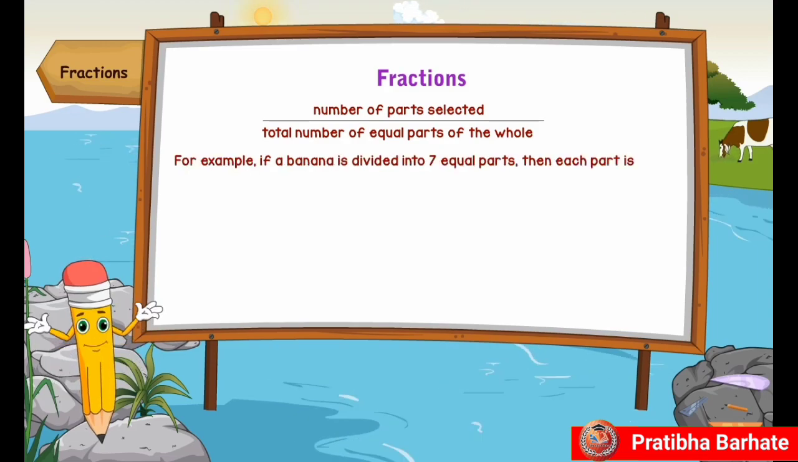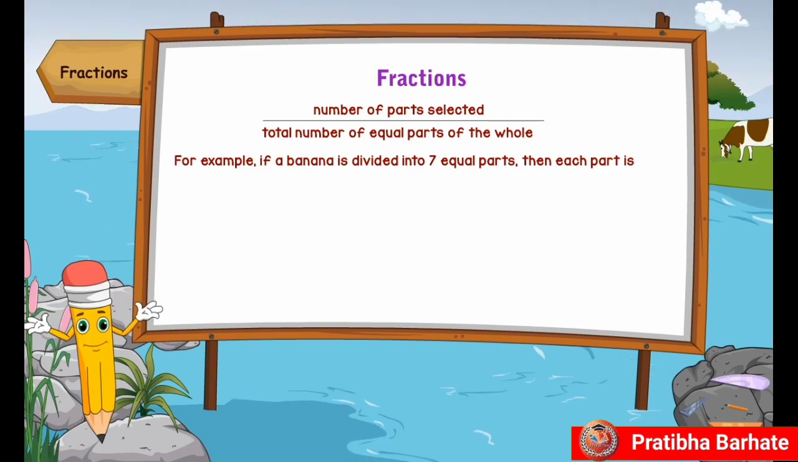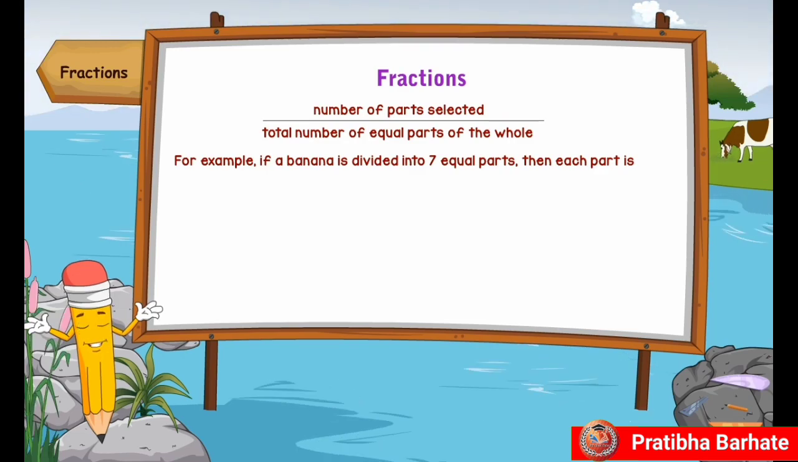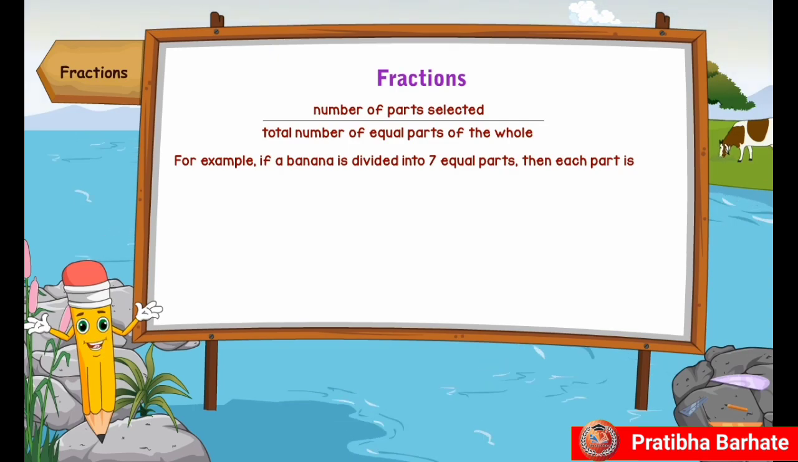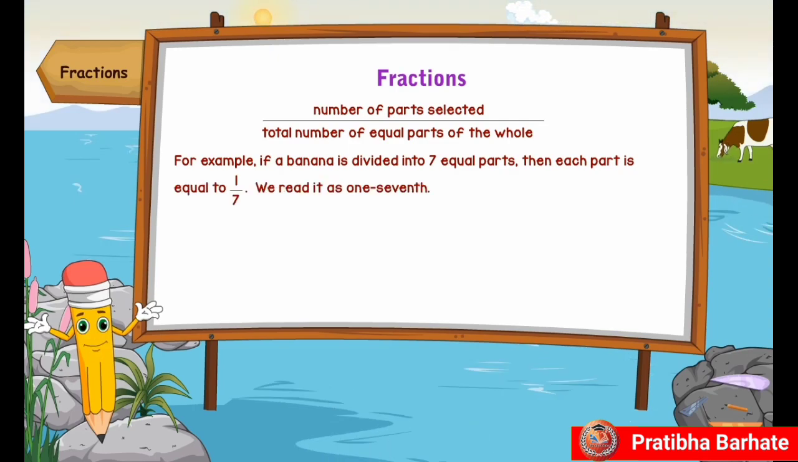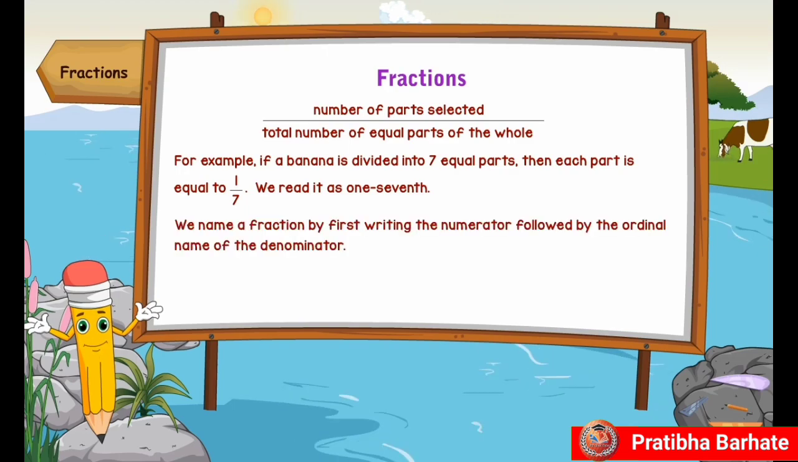For example, if a banana is divided into 7 equal parts, then each part is equal to 1/7. We read it as 1/7. We name a fraction by first writing the numerator followed by the ordinal name of the denominator.